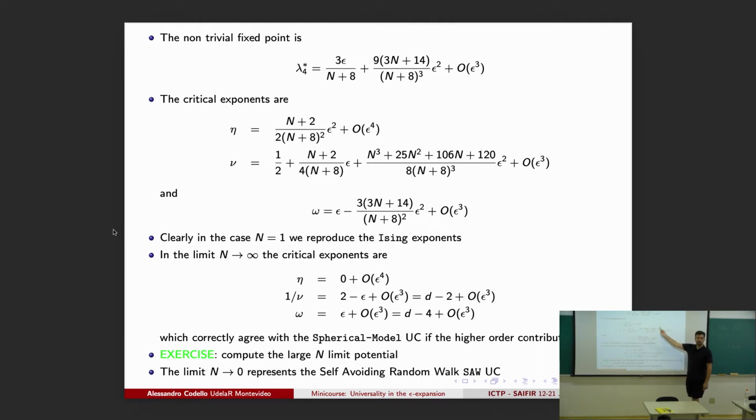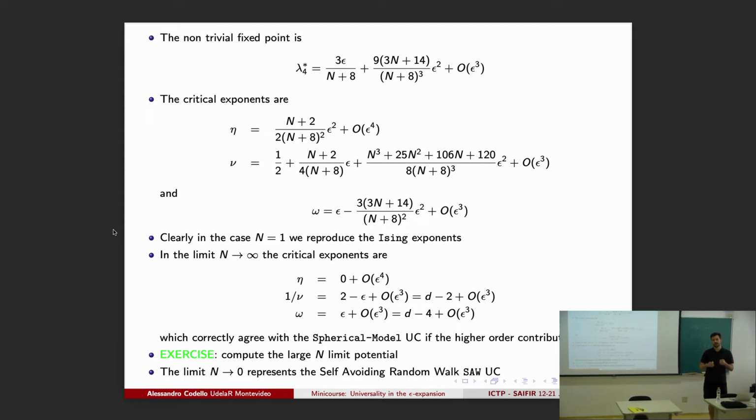At this point, you do the standard analysis: you compute the stability matrix. You will diagonalize the stability matrix and evaluate it at the fixed point, and this will give you the RG eigenvalues. The RG eigenvalues are directly related to the scaling dimensions. The scaling dimensions are directly related to the critical exponents, and you obtain your formulas for, for example, eta and nu, which are the critical exponents. Then, for example, also your formula for omega. Clearly, this expression for n equal 1 will reproduce what we did yesterday.